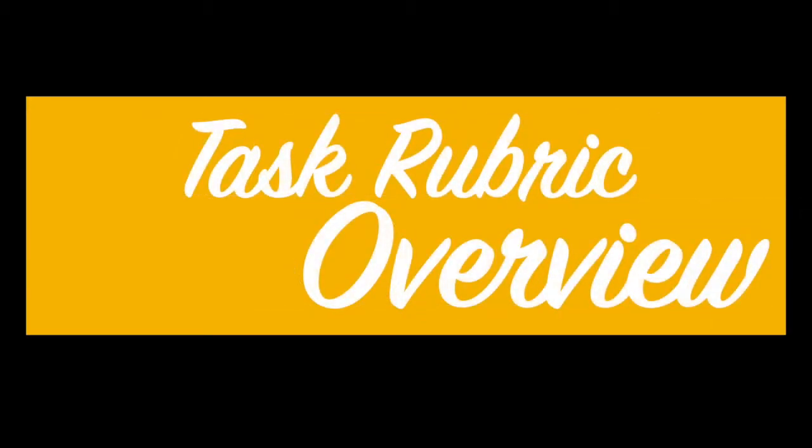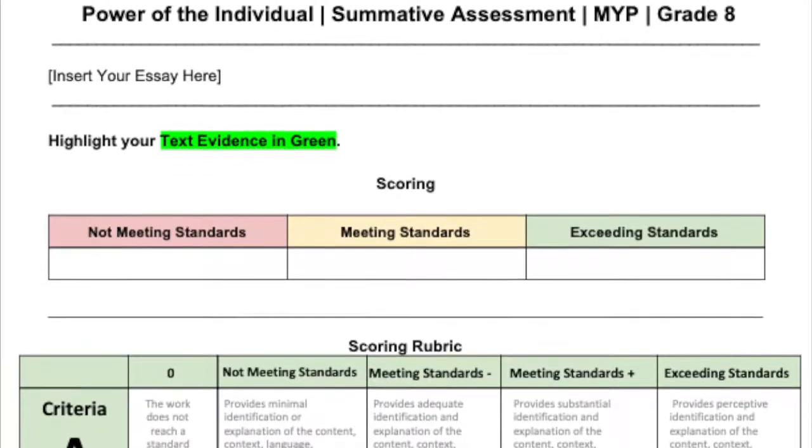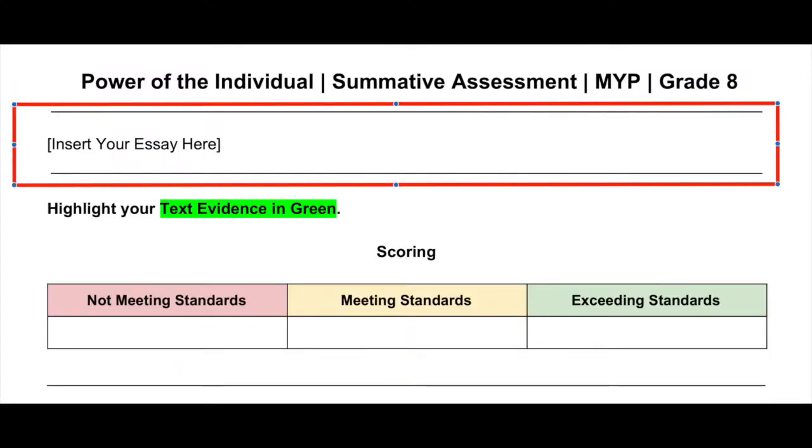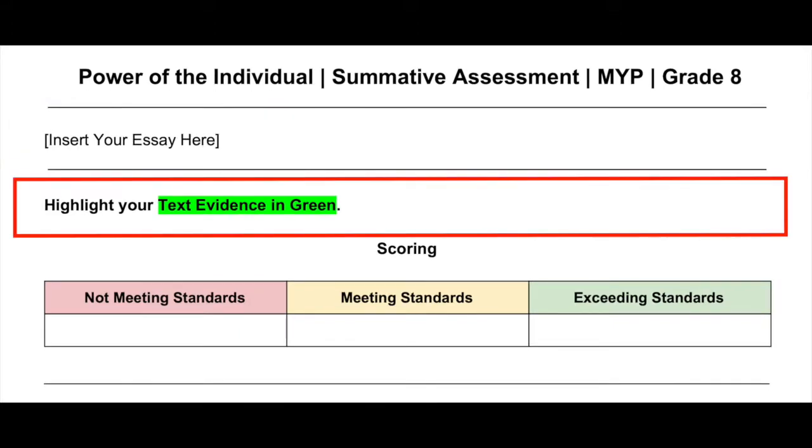Hello ladies and gentlemen, today we're going to be talking about the task rubric for your essay on The Giver. This is in connection to our unit on the power of the individual. Just like on our previous assessments, you'll insert your essay at the top of the task rubric. On your essay, make sure to highlight your text evidence in green.